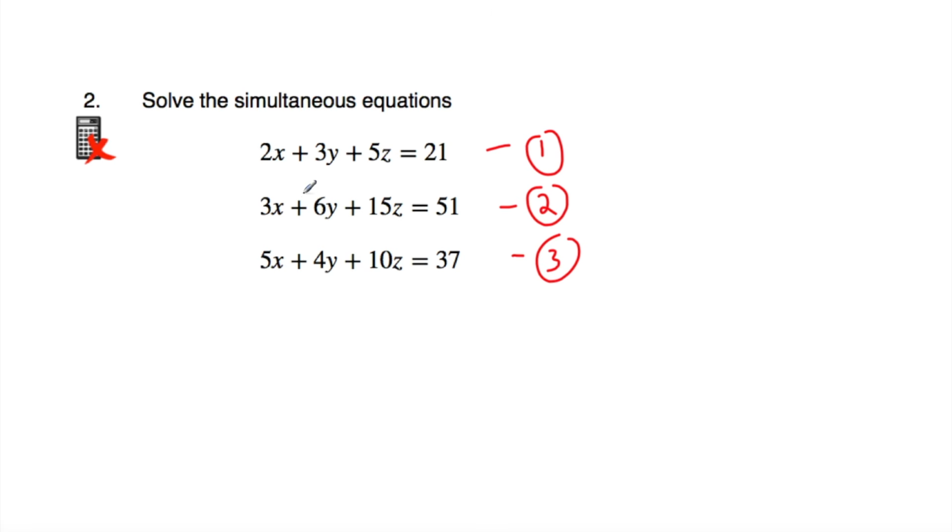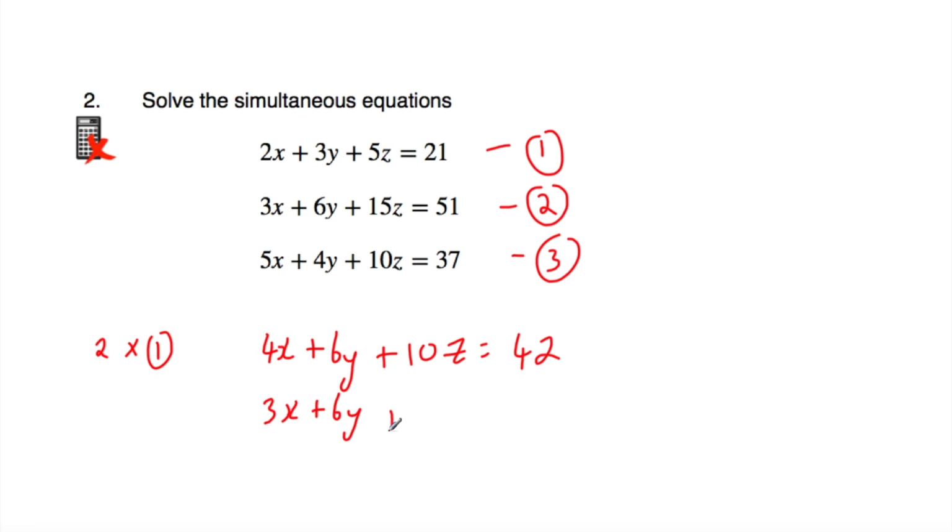So I'm noticing here that if we double equation 1, we'll get 6y. And then we've got 6y here in equation 2. So let's double equation 1. So let's do 2 times equation 1 and write down what that is. So if we double equation 1, we're going to get 4x plus 6y plus 10z equals 42. And then we find that by just doubling all the terms in equation 1. Okay, now let's write down equation 2. So equation 2 is 3x plus 6y plus 15z, and that's equal to 51.